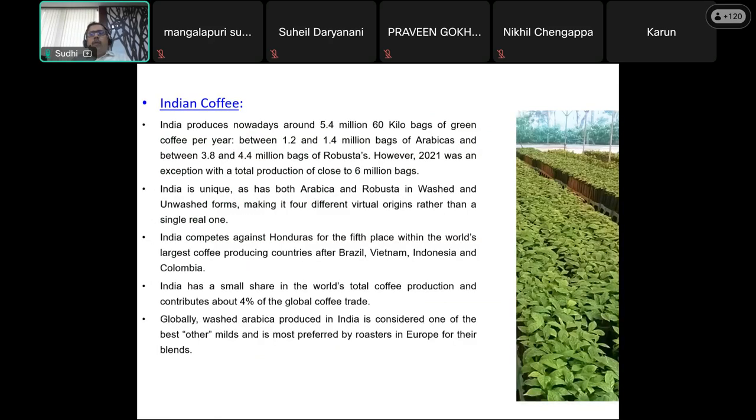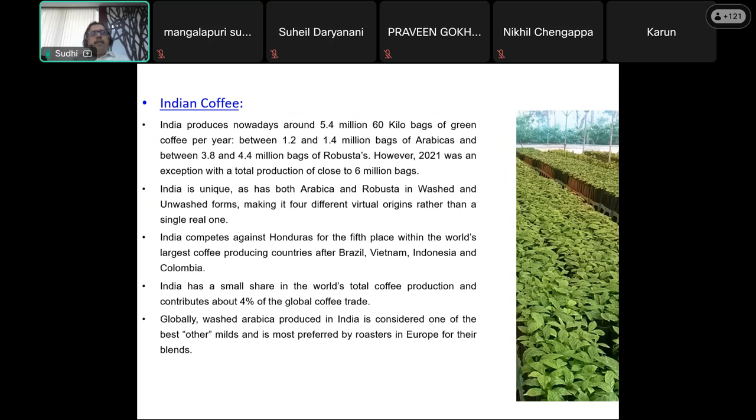So just to give a brief, India today produces anywhere between 5.4 to about 6 million bags of green coffee per year. India produces both Arabica and Robusta. Arabica is about 1.2 to 1.4 million bags, and Robusta is 3.8 to 4.4 million bags. In 2021, with exceptional higher production, we touched close to 6 million bags. We are always between 5.4 and 6 million bags. With better yields in the coming days, we may see a little higher production, over 6 million bags.